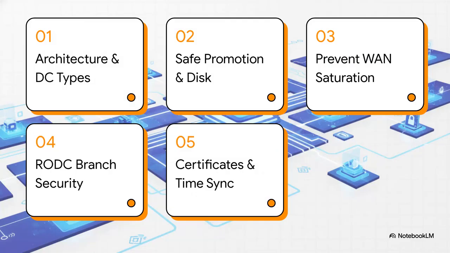Okay, let's dive into this training blueprint. We're going to follow a very specific, logical path today to get you deploying safely. First, architecture and DC types. Then, safe promotion and disk settings. We'll move on to preventing WAN link saturation, followed by RODC branch office security, and we'll wrap the whole thing up with certificates and time sync. This is your guide to doing it right every single time without triggering a catastrophe.